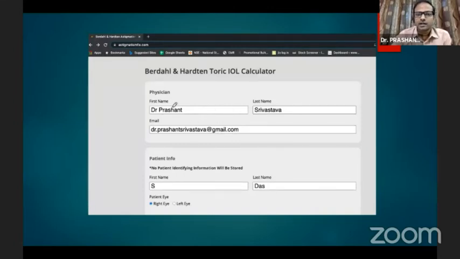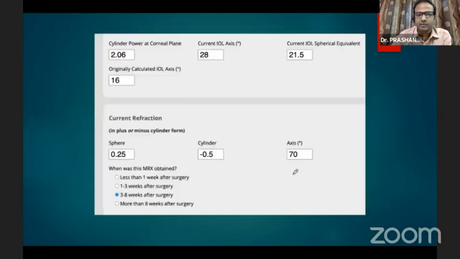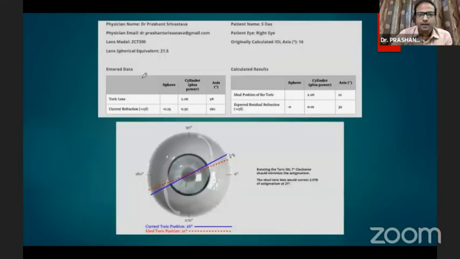Once you have calculated the axis, you can go to this site called estimatingfix.com. You can put in all the details of the patient, whatever residual refractive error you have got and the axis. Also put in the correct spherical equivalent of the patient and the originally calculated IOL axis.